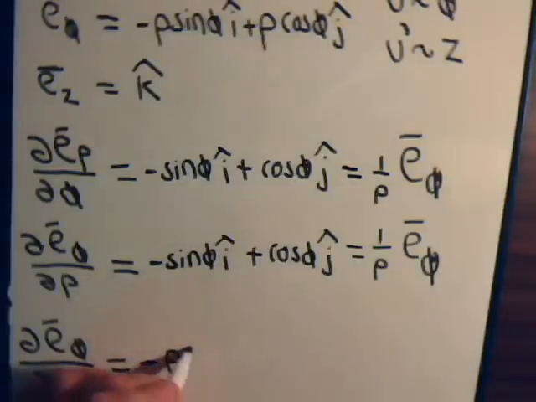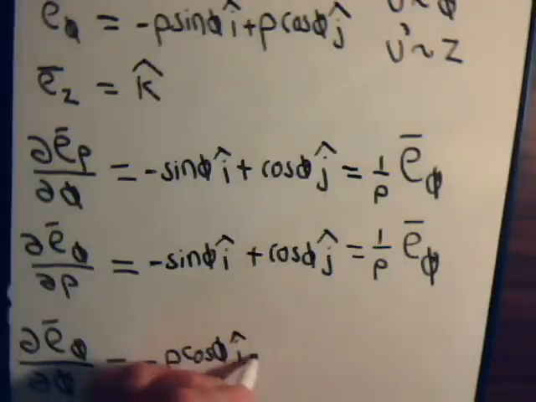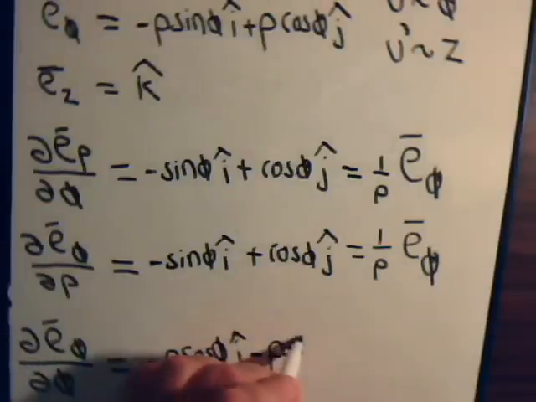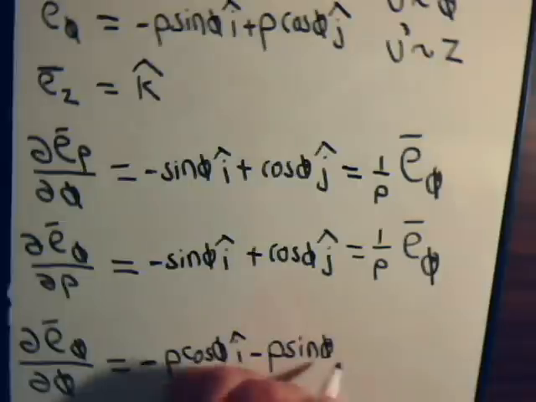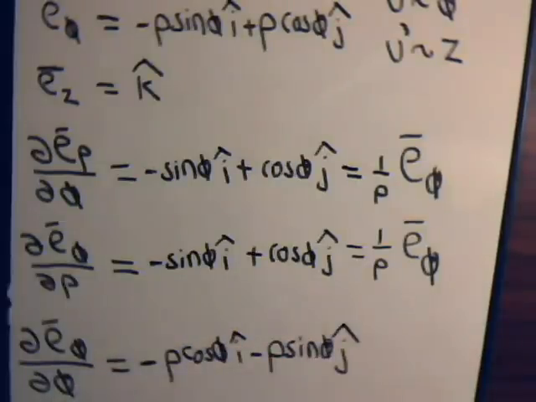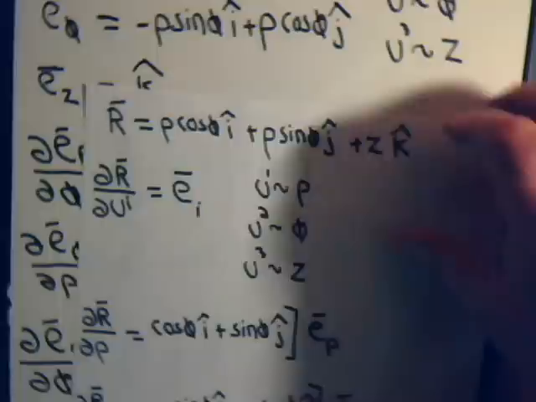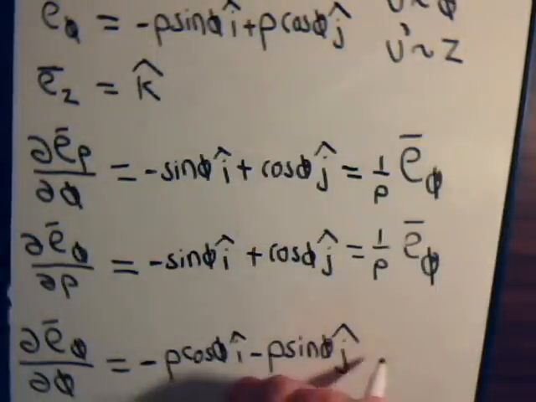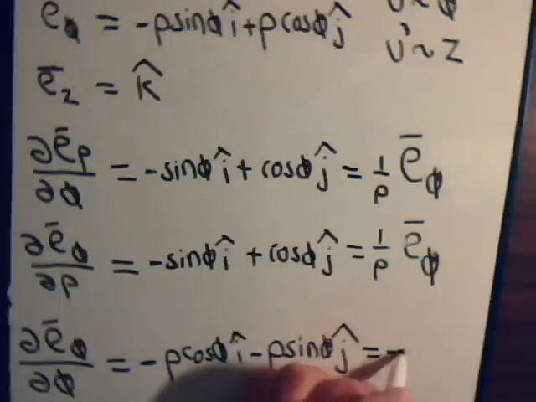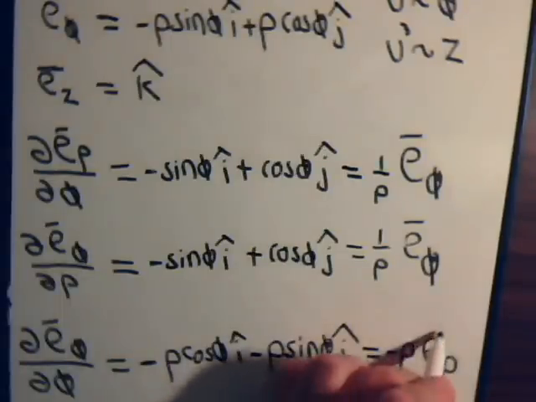Minus rho cosine psi i minus rho sine psi j. And let's see, if we factored out minus rho, that would give us cosine plus sine. And that's what this is, e rho. So this is equal to minus rho e rho.